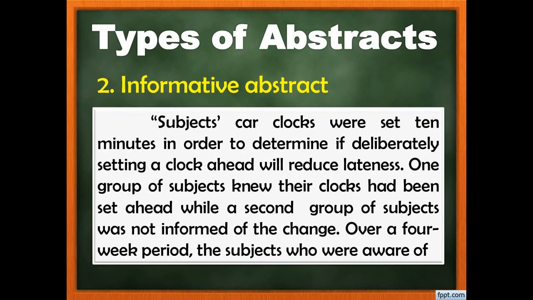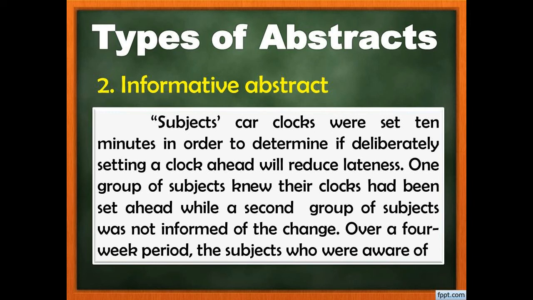The following is an example of an informative abstract. Subjects' car clocks were set 10 minutes ahead in order to determine if deliberately setting a clock ahead will reduce lateness. One group of subjects knew their clocks had been set ahead, while a second group of subjects was not informed of the change.